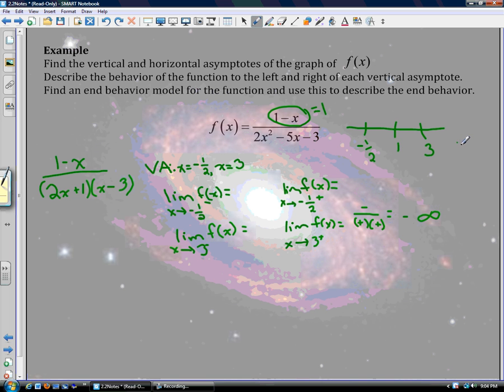So those are my x values. And then on top I'm going to say what my function is. So at x equals 3 and x equals negative 1/2, I get undefined. And at positive 1, it is equal to 0, right? 0 divided by anything gives me 0. Except for 0 over 0, which we don't necessarily know what that is. We'll go with undefined.